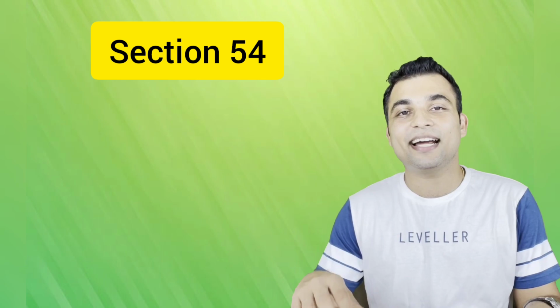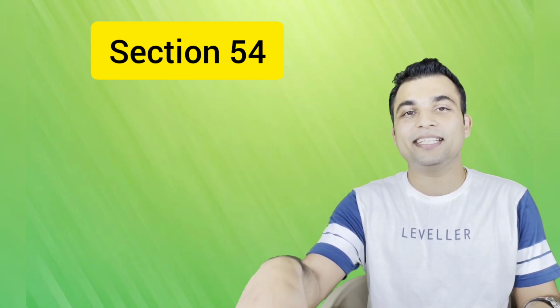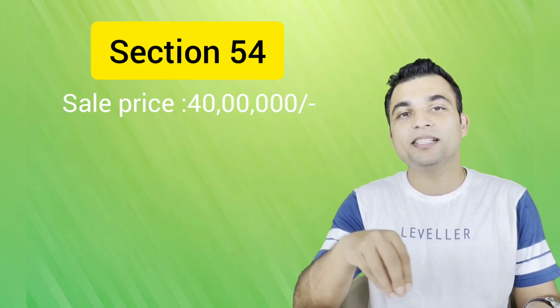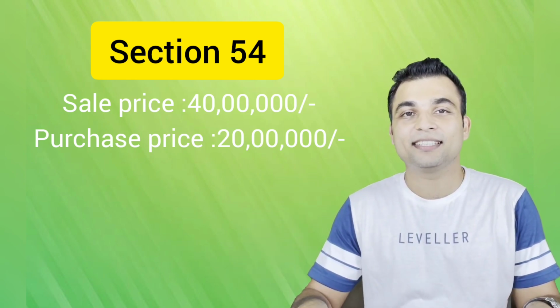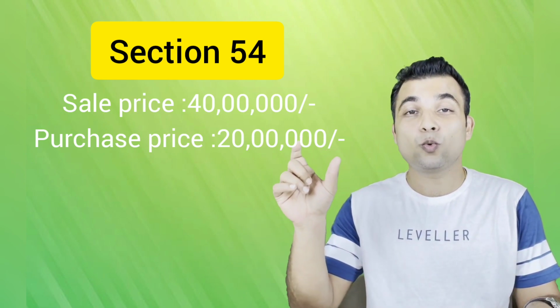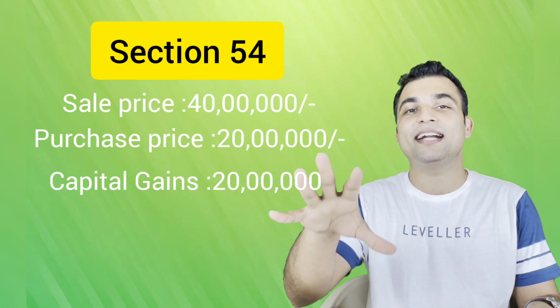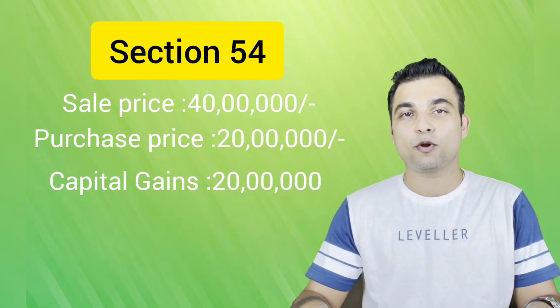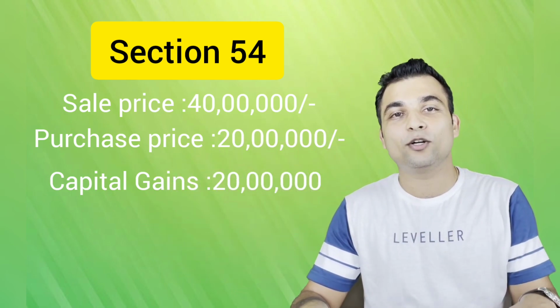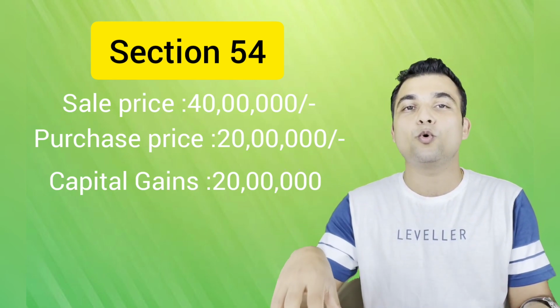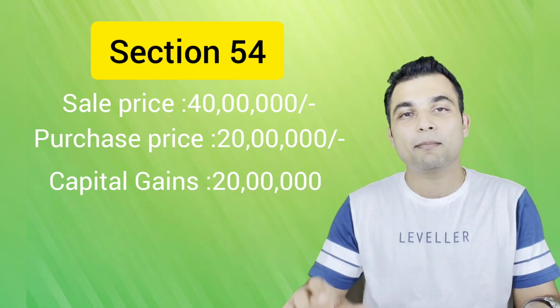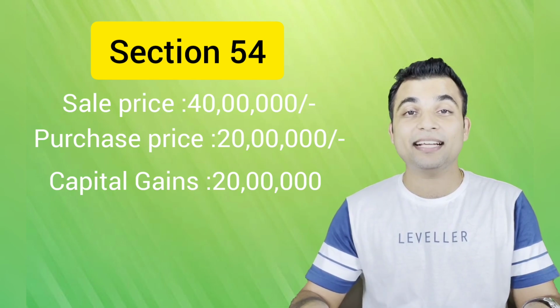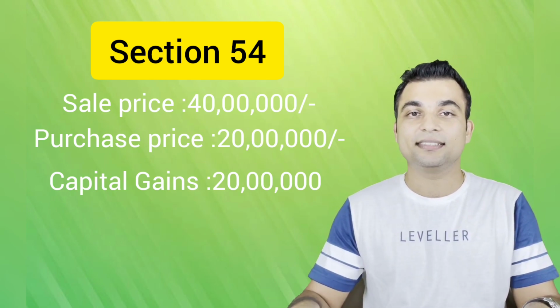Now, how much should you invest in the new house property is the question. The answer to this is that in case you have sold the property, say for rupees 40 lakhs, and the purchase cost is rupees 20 lakhs, so the capital gain is 20 lakhs. If you invest the entire amount of 20 lakhs in the new house property, then there is no tax at all. Say, for example, you invest only rupees 15 lakhs, the balance amount of rupees 5 lakhs will be taxed under capital gains.